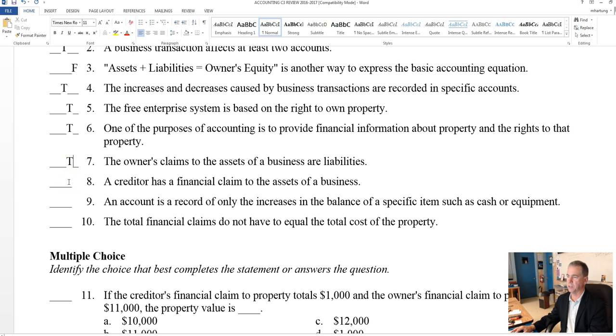A creditor has a financial claim to the assets of a business. Yes, they do. If somebody loans you money for assets, they do have a claim to those. Got to pay your bills.